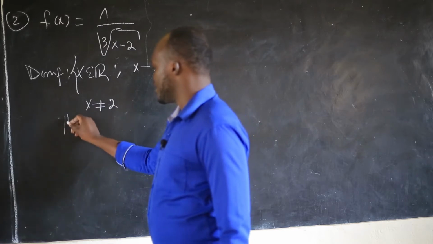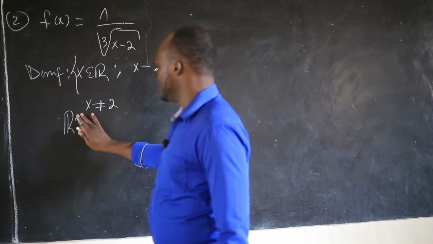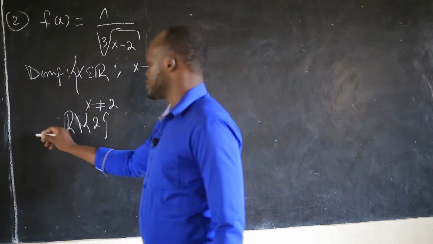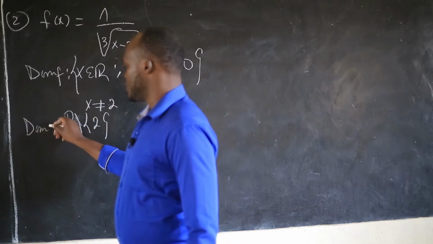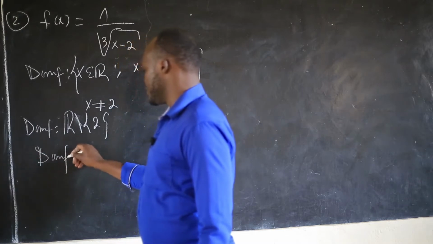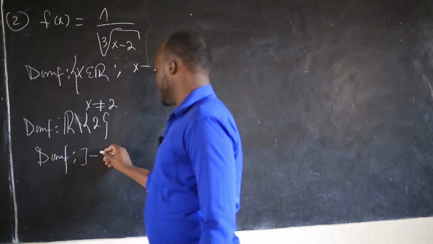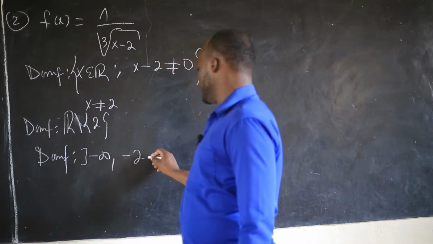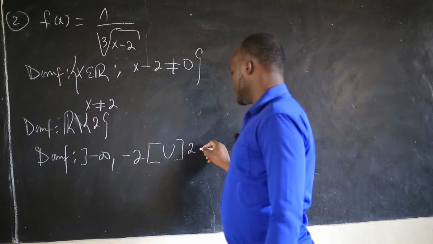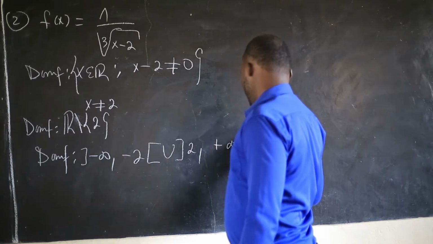So the domain is real numbers except 2. That's the domain. Or we can say dom f is from negative infinity to 2 excluded, union from 2 excluded to positive infinity.